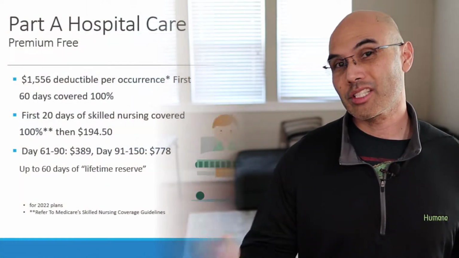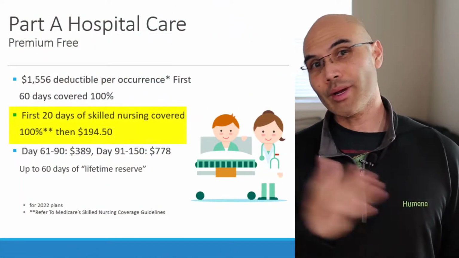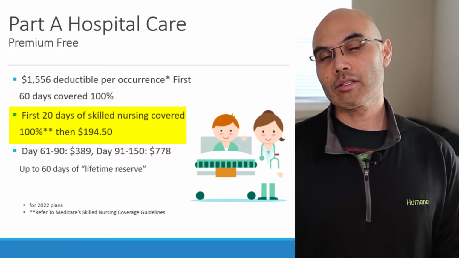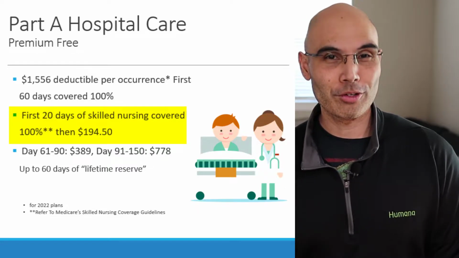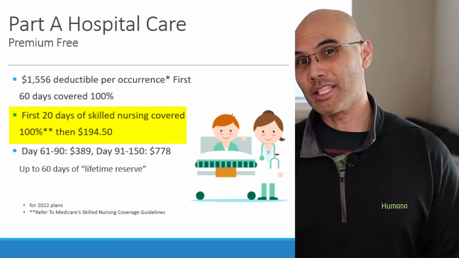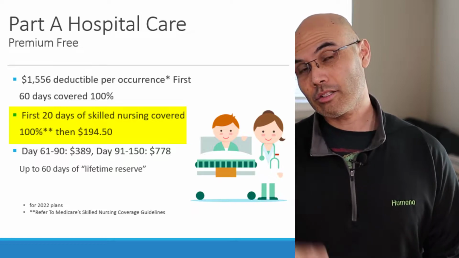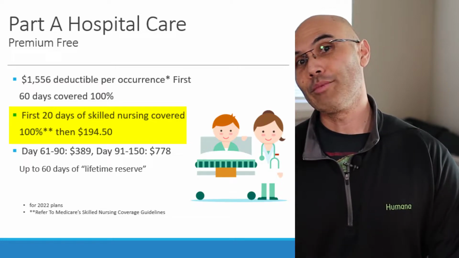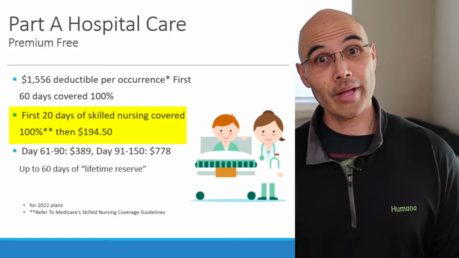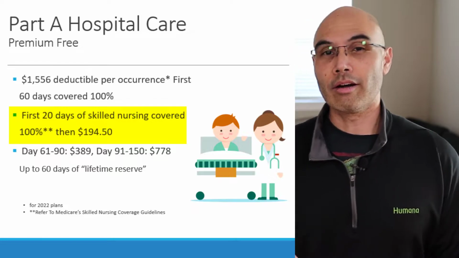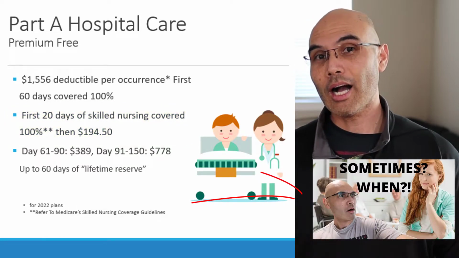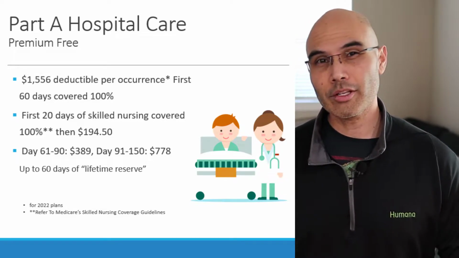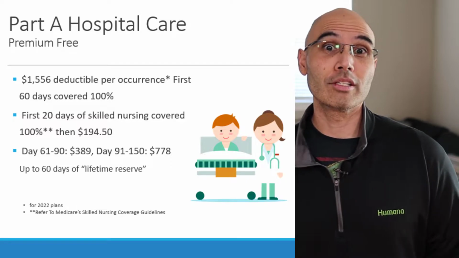Part A also covers skilled nursing care. The first 20 days of skilled nursing care is covered at zero copay, but that's typically because in order to qualify for a skilled nursing facility, you actually have to have 3 days of being admitted to the hospital. And that's 3 full days of being in the hospital to have Medicare pay for a skilled nursing facility. Now, I do have a video that goes over how to fully qualify and the guidelines that Medicare has for skilled nursing facilities, but you can check that out in the description after completing this entire video.